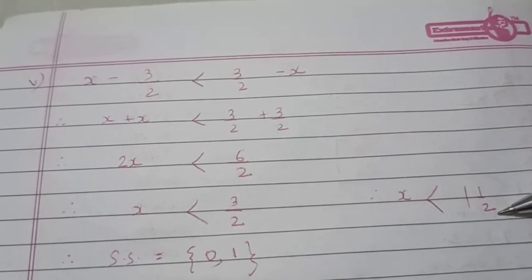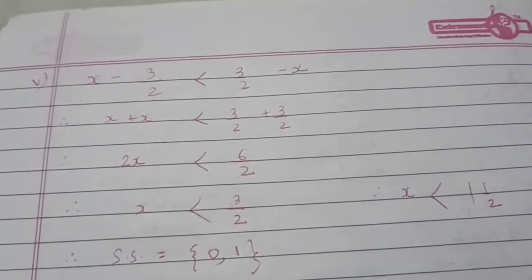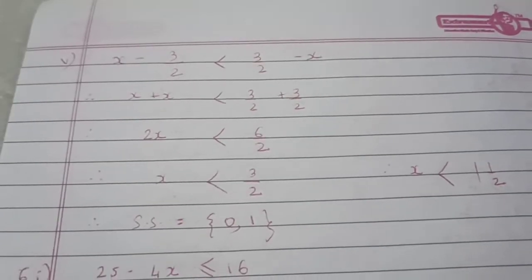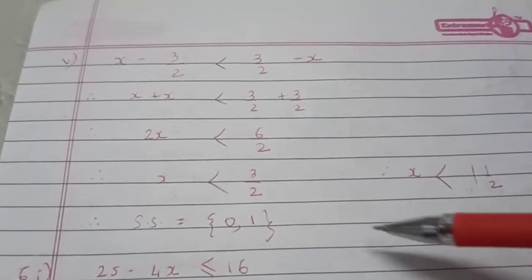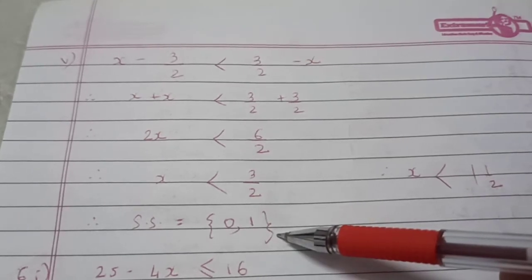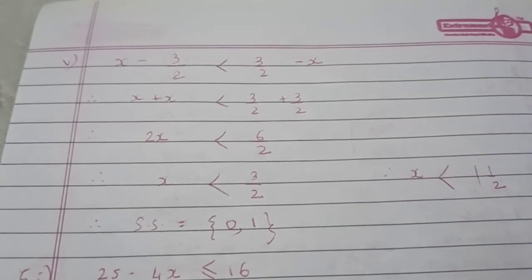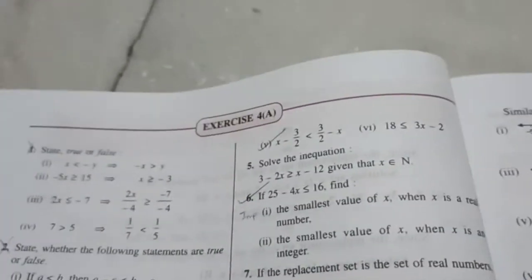And again, the question is that the set should have whole numbers. So which whole numbers are less than 1.5? Well, that's 0 and 1 only. Next, let's do the sixth sum.